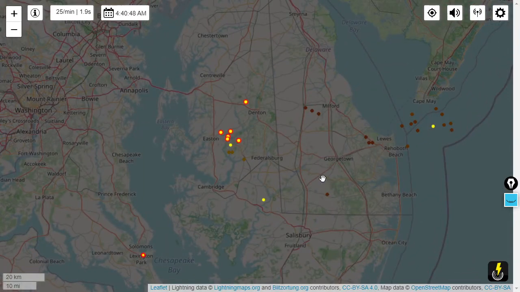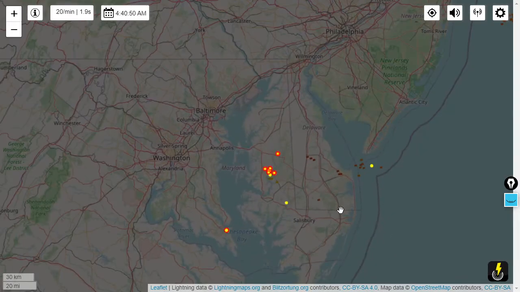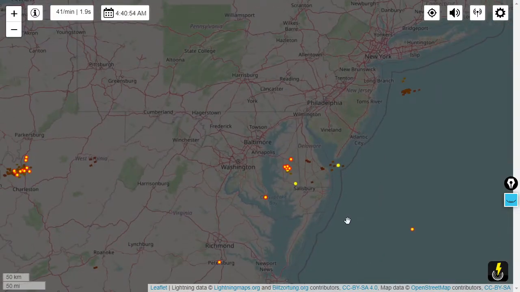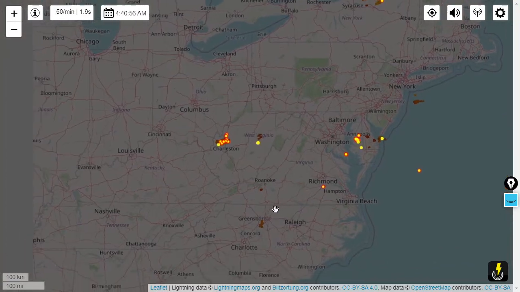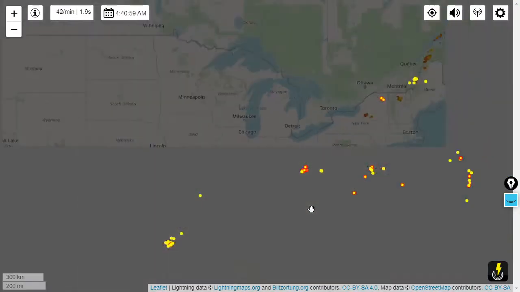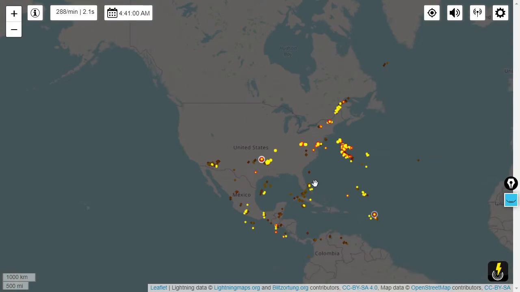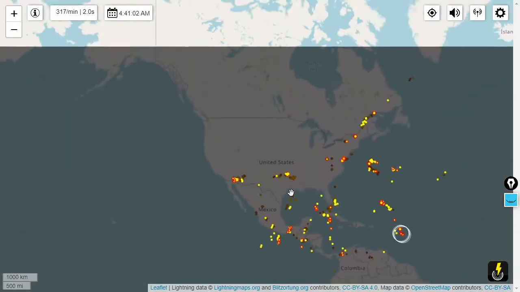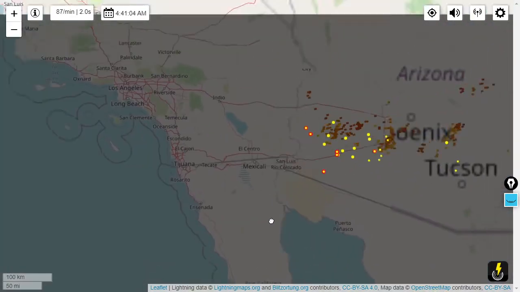We've got some terrestrial lightning here around the Chesapeake, on the Delmarva Peninsula, as well as north of Charleston. And oh, I see more terrestrial lightning here.